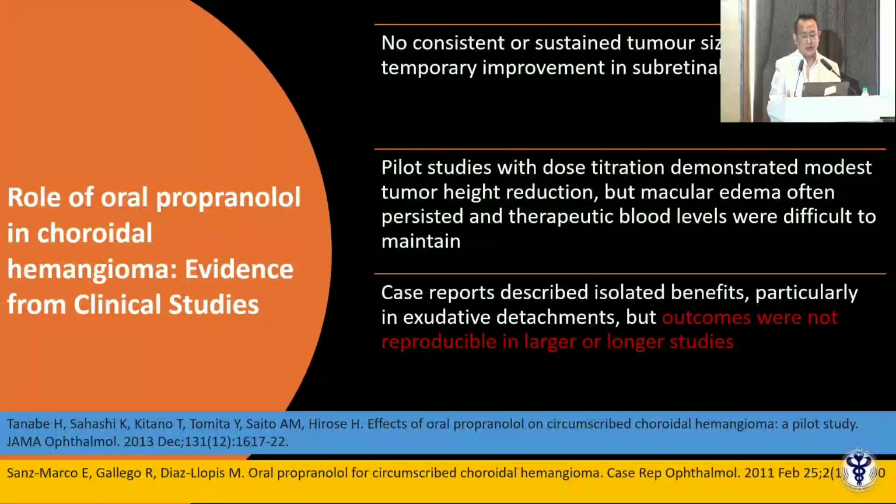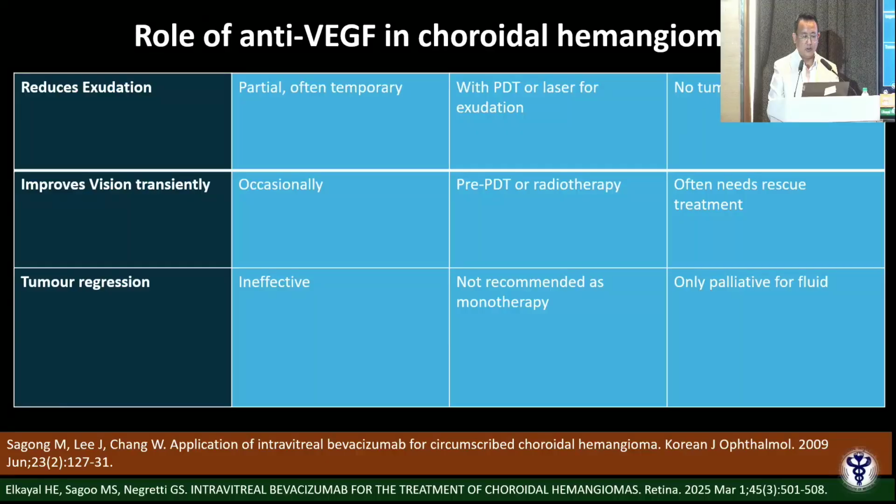There are some studies on the role of oral propranolol in choroidal hemangioma, but in these studies we have found that there was no consistent or sustained tumor reduction in all the studies, and a few pilot studies have shown that there was improvement in vision, but that was all transient. The reduction of fluid and reduction of tumor height was all transient, and the outcomes were not reproducible in the long-term studies.